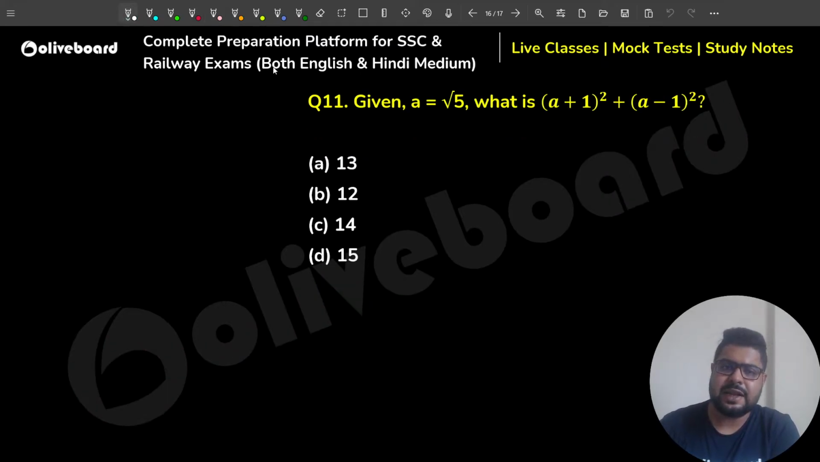Let us move on to the next one. Again, a question from CGL. Simple question. This year CGL only, most probably 14th or 16th ka shift. Sir, here A has been given and they are asking this.